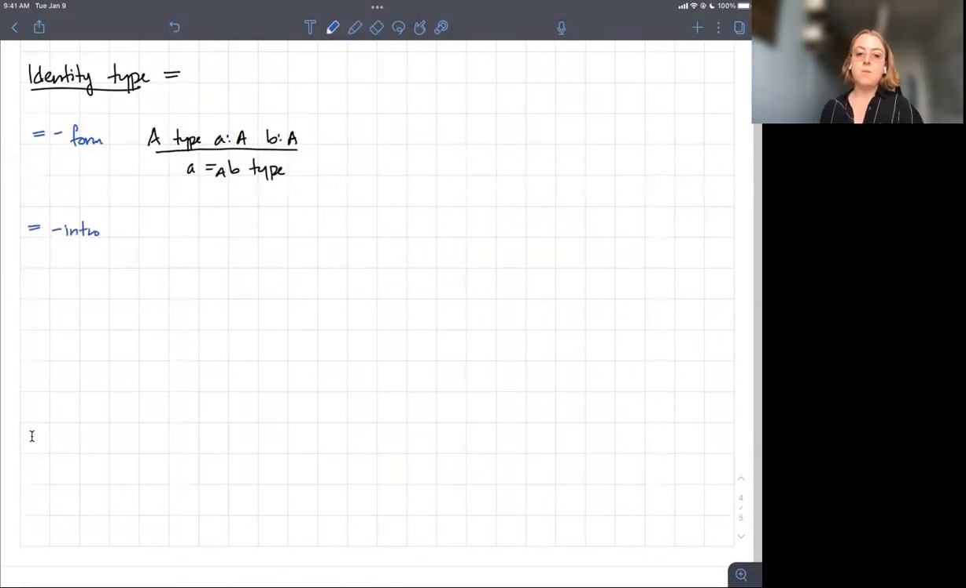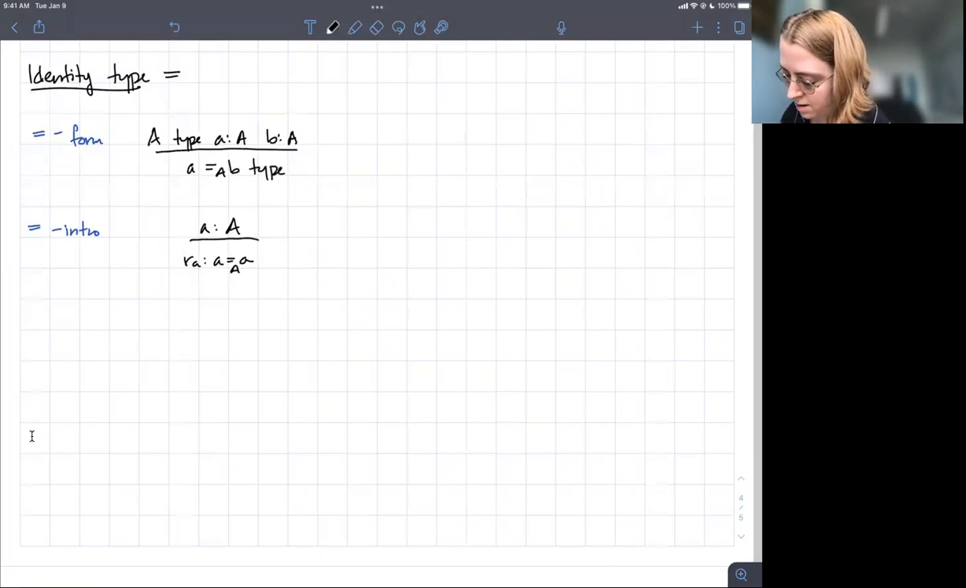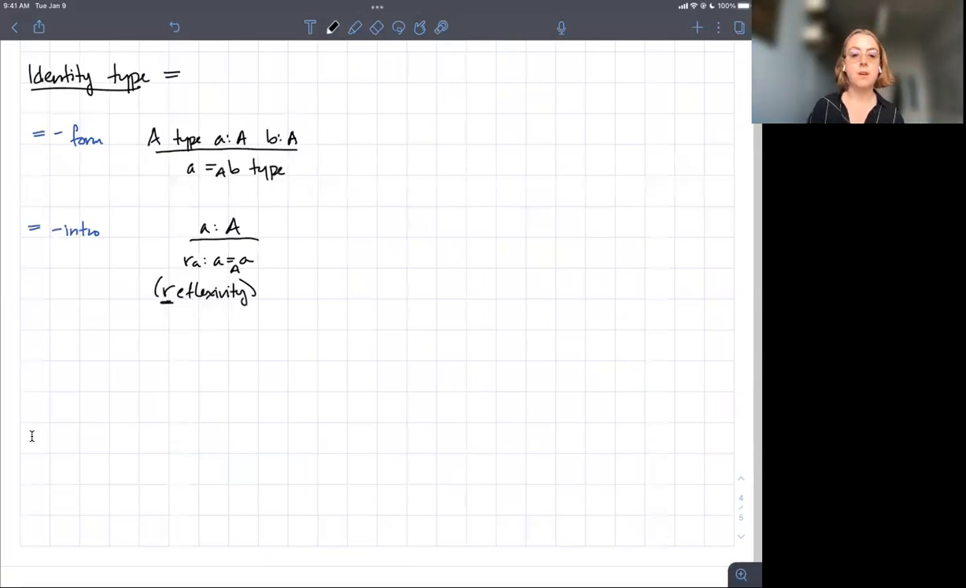Okay, we also have an introduction rule, which gives us the canonical terms of the identity type. Maybe in the 5 seconds before I write this down, ask yourself what you think the canonical terms of the identity type should be. So the canonical terms of the identity type are the terms that witness that a term equals itself. So for any term little a of type big A, we have a term R sub A that witnesses that a equals a, right? That seems like the only canonical equalities that we should know about. Maybe I can make a note here that R stands for reflexivity. So if we think of this identity type as a relation, then this rule is saying that it's reflexive.